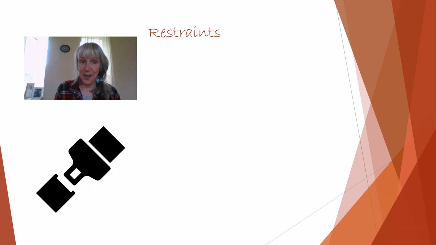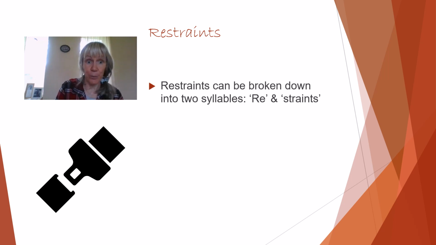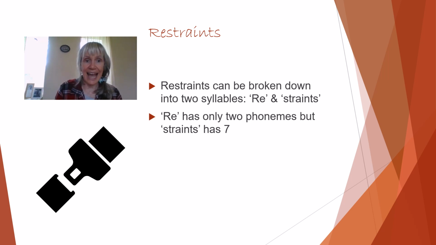So continuing along with the word restraints, and you will see the seat belts is what may be a safety restraint in a car. You'll see a picture of that. So let's look at this word a little bit more closely when it comes to sound boxing or breaking it up into phonemes, the sounds we're hearing. We know that restraints can be broken down into 2 syllables, re and straints. Re only has 2 phonemes. Re. I'm hearing the R and the E sound. Re. 2 phonemes, 2 sounds.